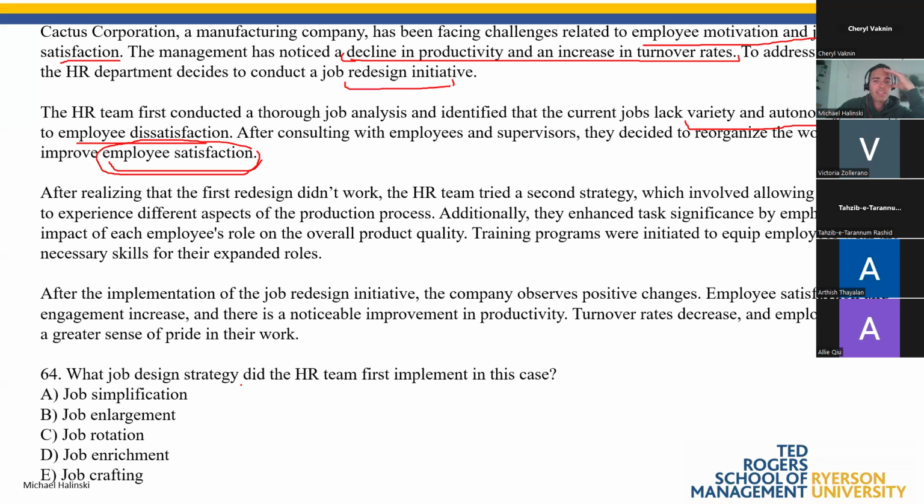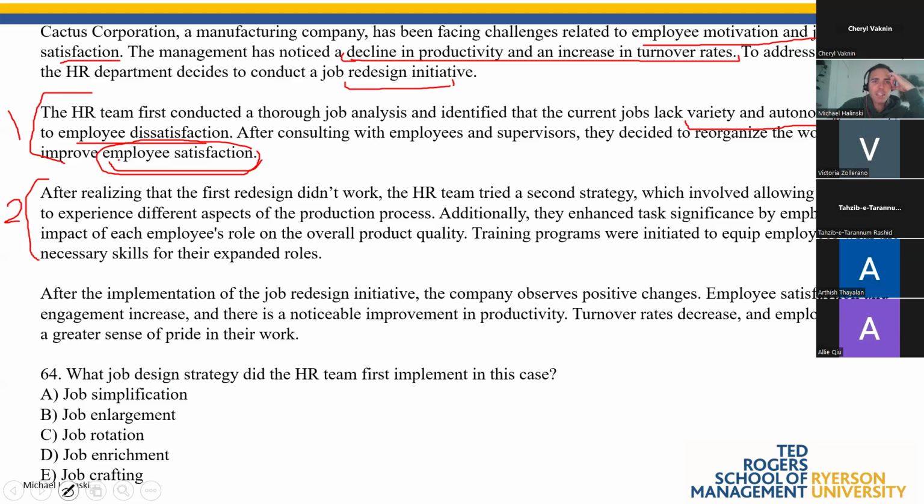This question asks, what job design strategy did the HR team first implement in the case? So this first paragraph is 1, and the second one is 2, right, when you get to it. Okay, so let's just focus in on the first one to start off. Any ideas? Okay, so which one of these job design techniques are we talking about?